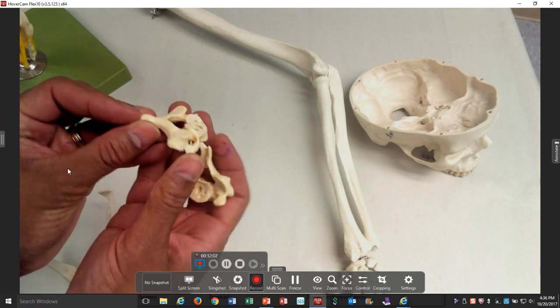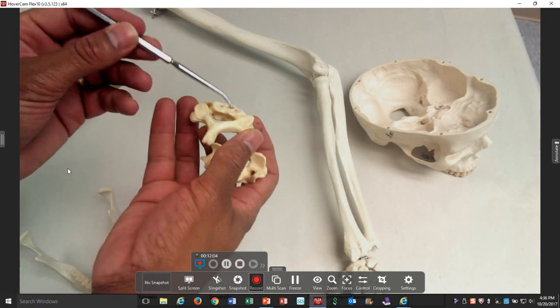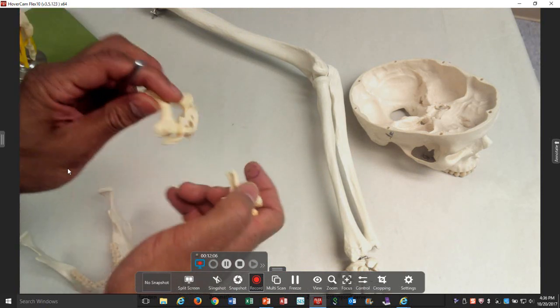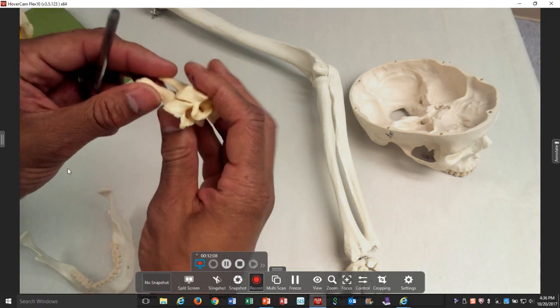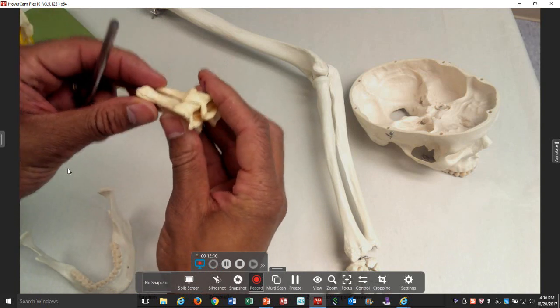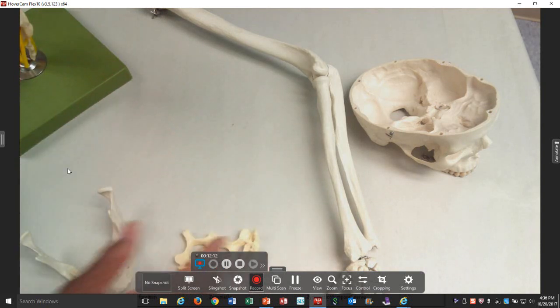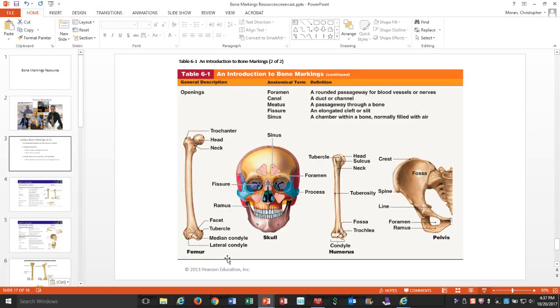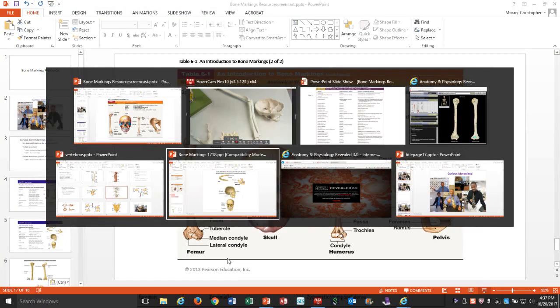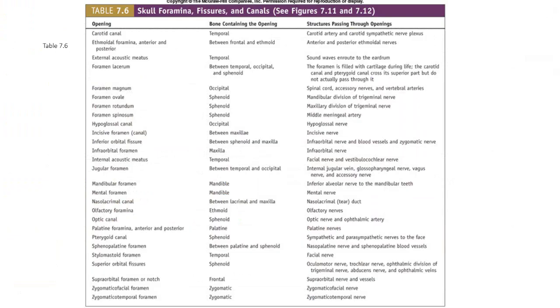So this is just another bone. It's called the superior articulating facet. The facet is a little depression that allows for these bones to attach to each other. All right, so let's wrap up. We've been talking about bone markings. Let's go back to the PowerPoint and see what we have here. And what else do I want to mention here?